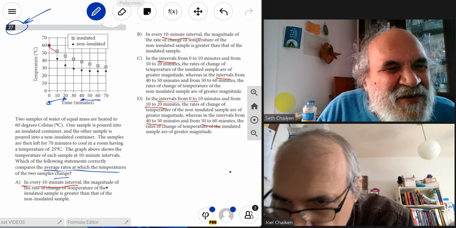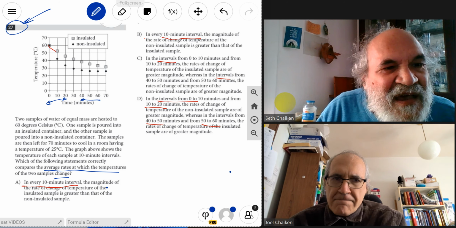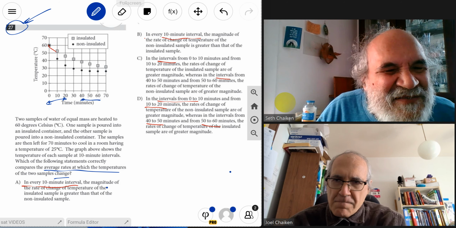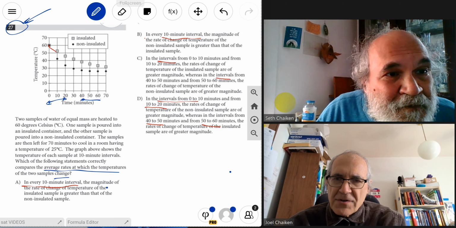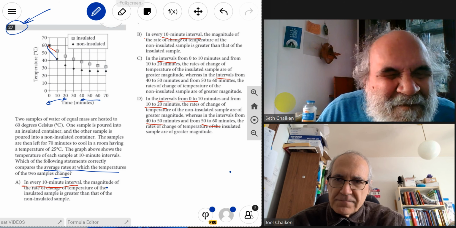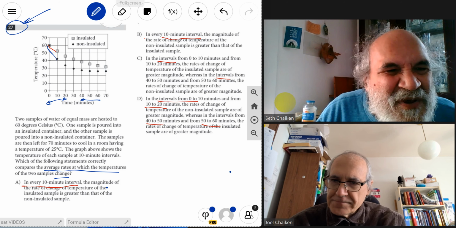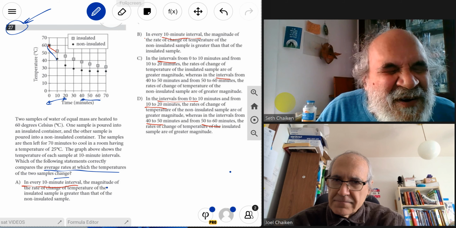Notice that the gray spot and the black spot are the same at time 0, which manifests that both samples start out at the same temperature of 60. And so the corresponding line for the black dots, for the non-insulated case, is that. And so the rates of change in the 0 to 10 interval are proportional to the slopes.